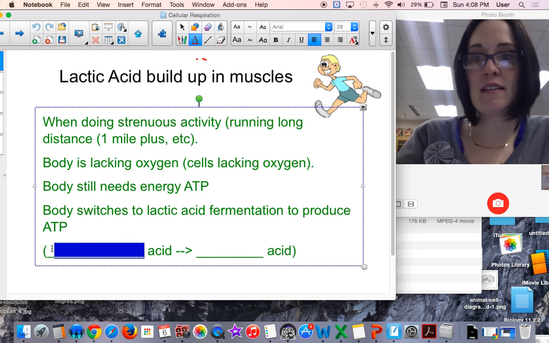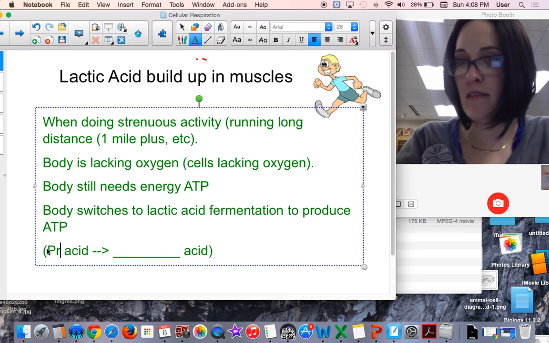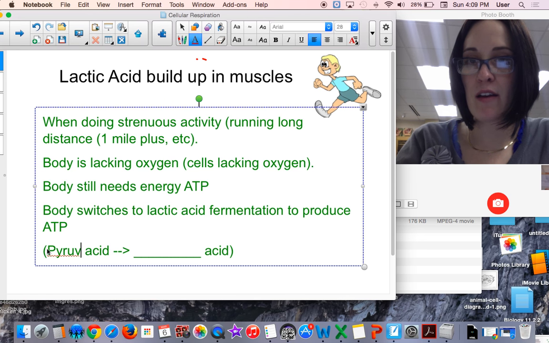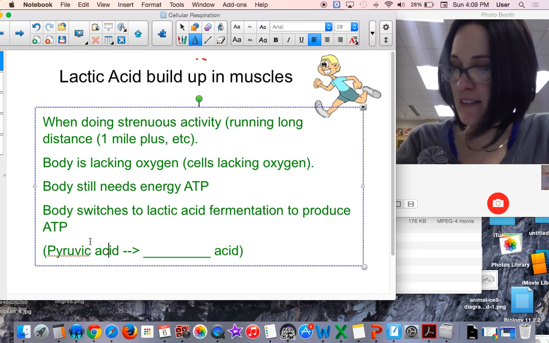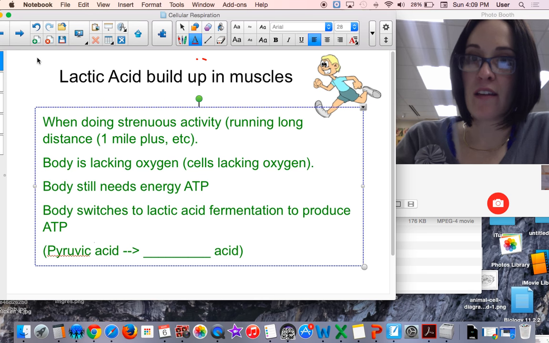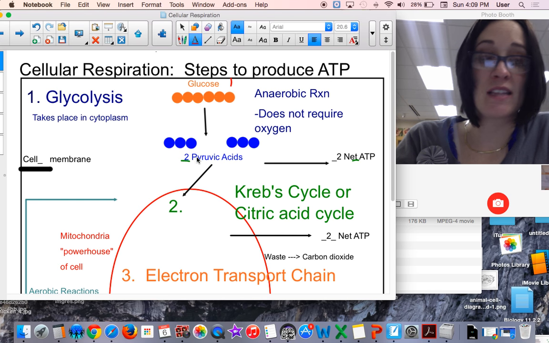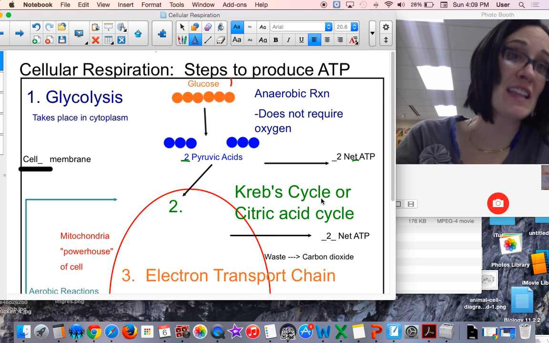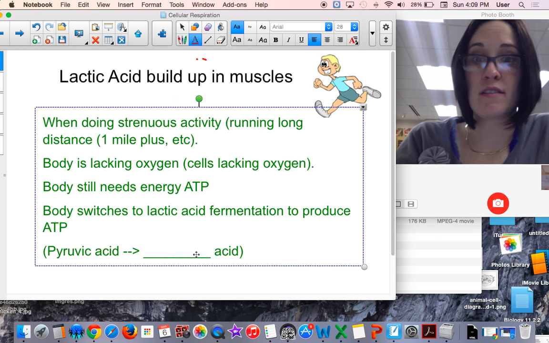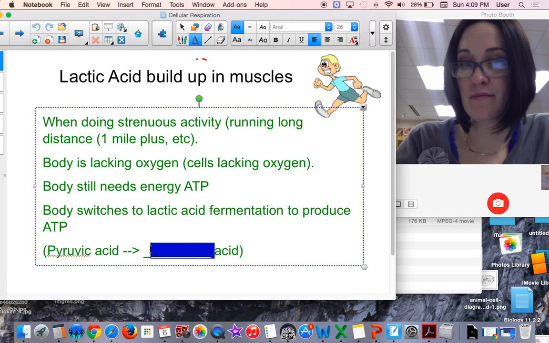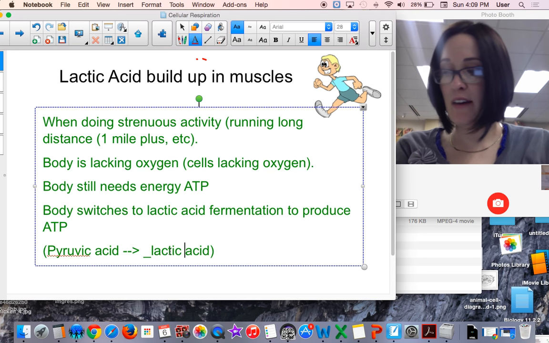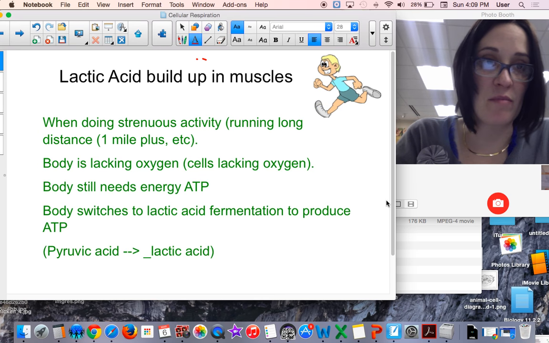So what happens is it takes those pyruvic acids, like over here. Instead of going into the Krebs cycle, they take a different route and produce lactic acid. Now, this lactic acid can then build up in your muscles.